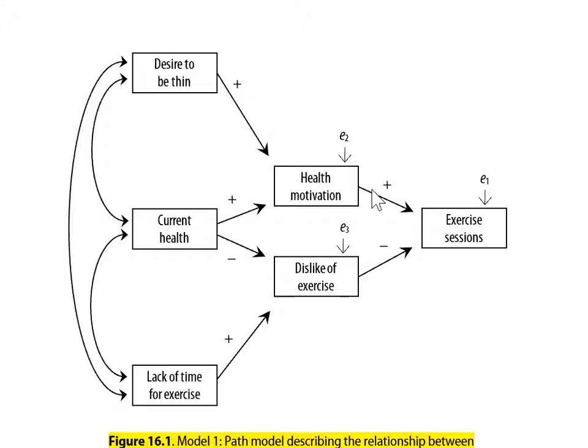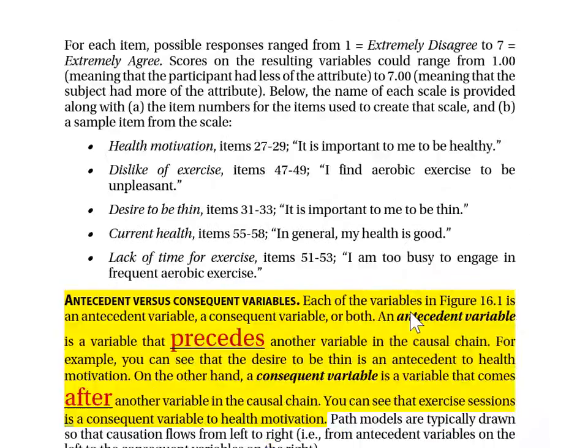These straight single-headed arrows represent direct effects. Health motivation is expected to have a positive direct effect on exercise sessions. Dislike of exercise is predicted to have a negative direct effect on exercise sessions. Straight single-headed arrows represent the prediction of direct effects.